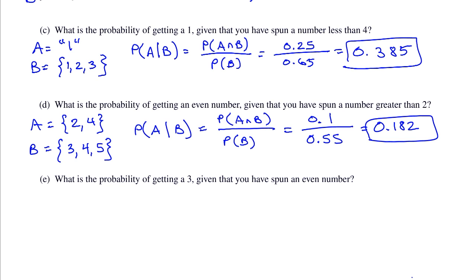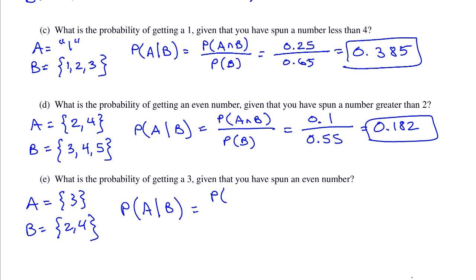What is the probability of getting a 3 given that you've spun an even number? So A is 3, B is 2 or 4 because it's an even number. So the probability of A given B is equal to the probability of A intersect B over the probability of B.